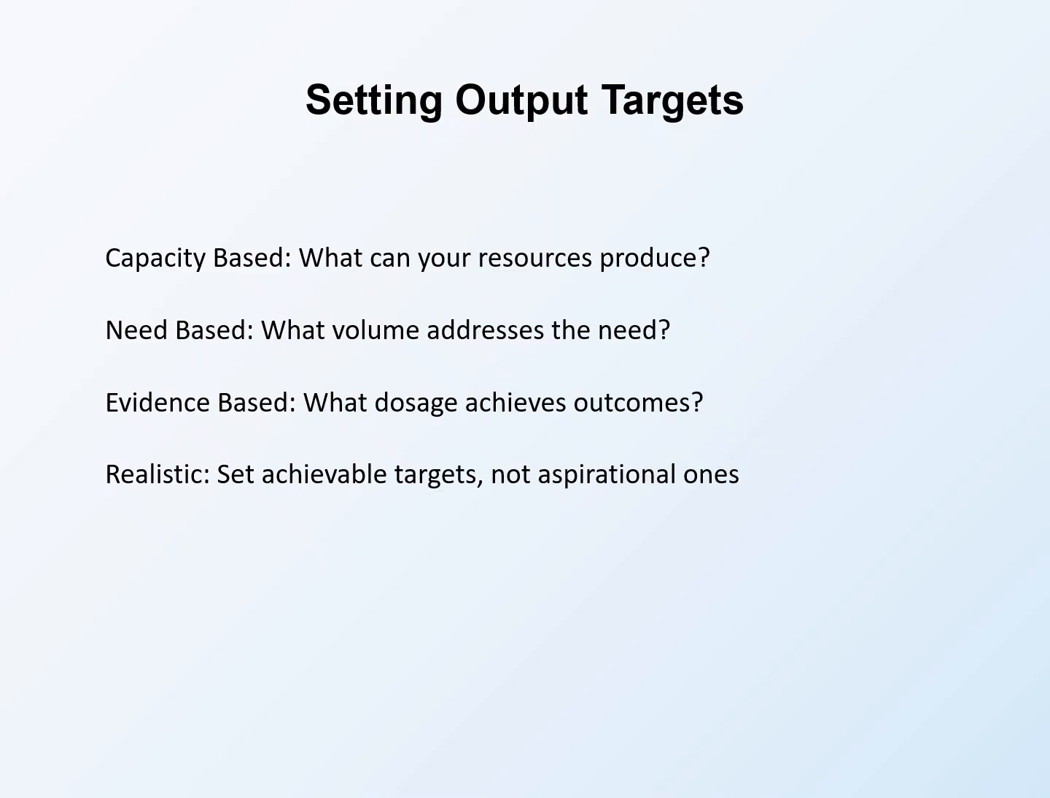Evidence-based targets consider what dosage achieves the outcomes you are seeking. If research shows 8 sessions are needed for the intervention to be effective, committing to only 2 sessions per participant is inadequate and will likely fail. Targets should reflect effective service levels based on what the evidence tells us works.